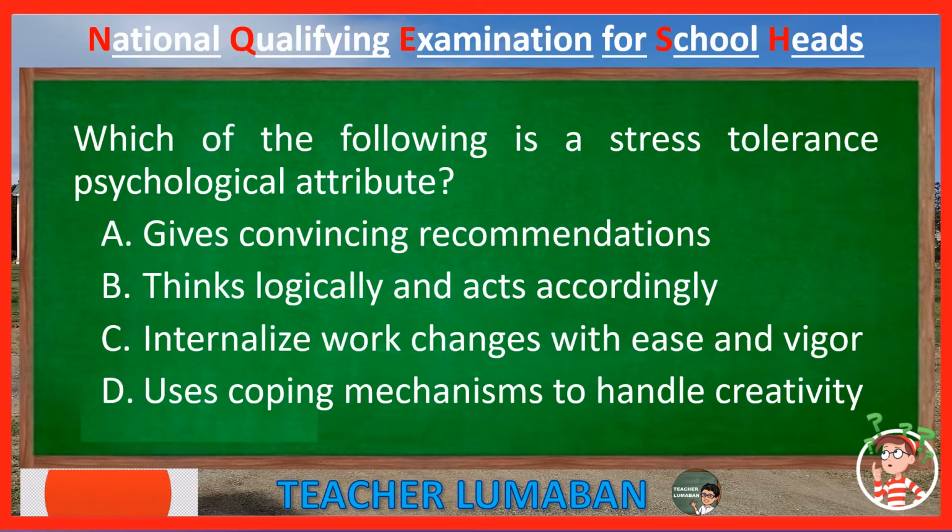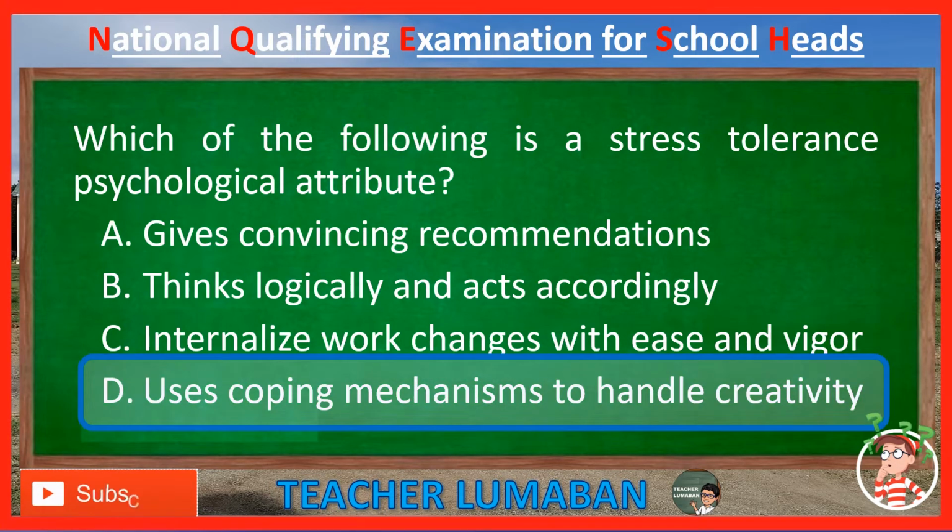Choose the suitable answer based on the given choices in 5 seconds. 5, 4, 3, 2, 1. Letter D is the correct answer. Uses coping mechanisms to handle creativity. The uses coping mechanisms to handle creativity is a stress tolerance psychological attribute.